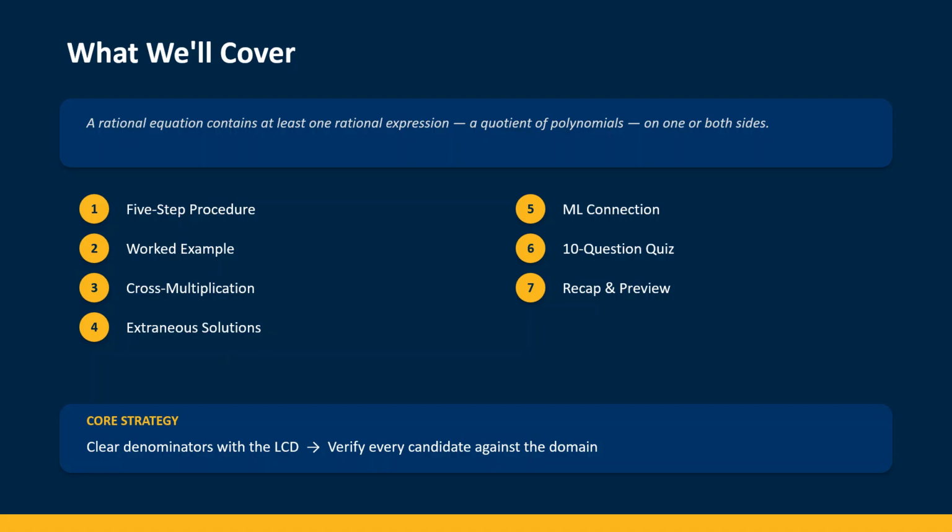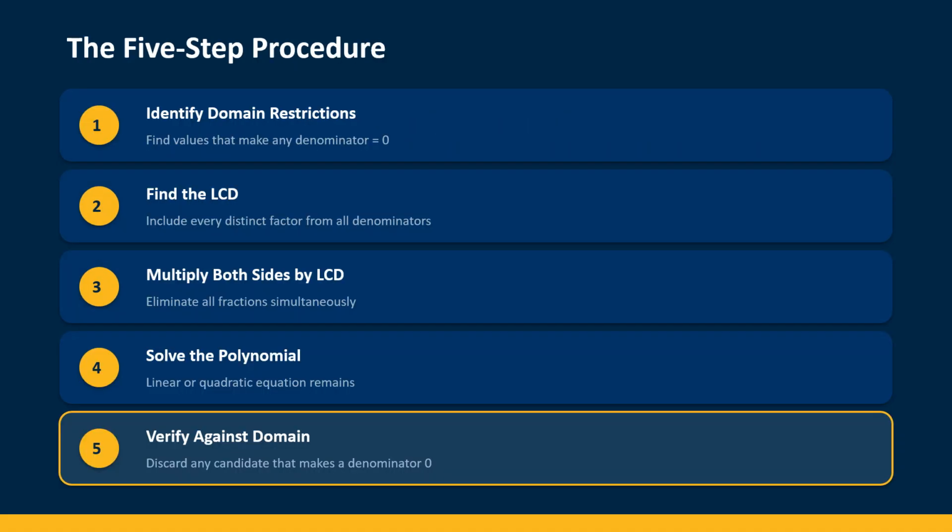and rational exponents. The procedure for solving rational equations is a 5-step algorithm, and each step is non-optional. Step 1. Identify domain restrictions. Before any algebraic manipulation, determine every value of the variable that would make any denominator in the original equation equal to 0. Record these excluded values explicitly.